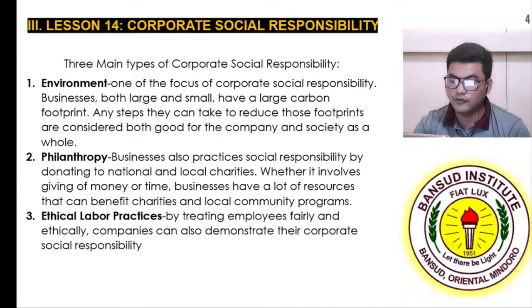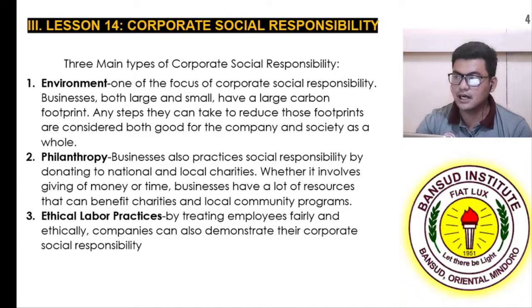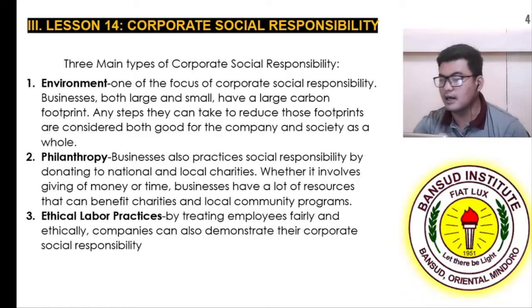So, hindi lang sila for to earn money but also to be a philanthropist sa society by giving their time, their money, and even their resources to help the society in its existing problem. Kung yun ay bagyo, or mga natural phenomena, they are going to raise funds and distribute goods para po sa kanila. Number 3 is ethical labor practices. By treating employees fairly and ethically, companies can also demonstrate their corporate social responsibility. So, responsibility din ng company yon to keep their ethical principles with regard sa kanilang mga employees.